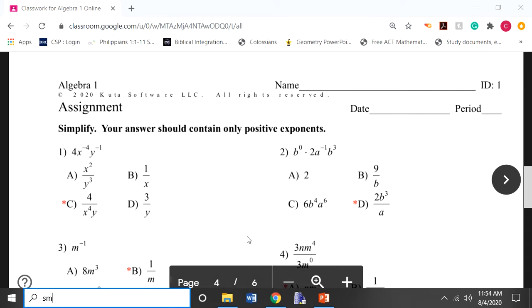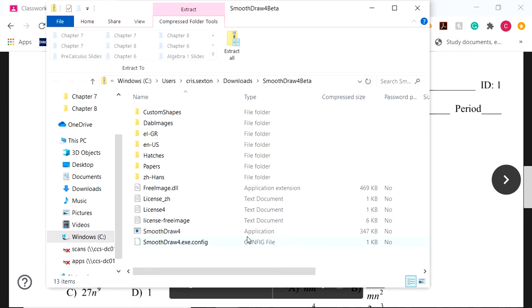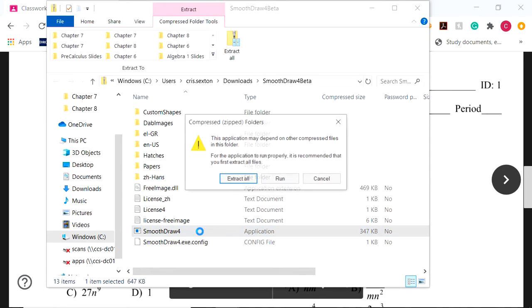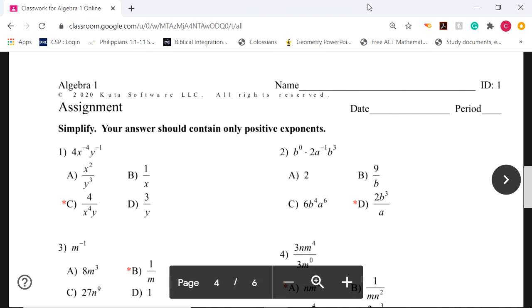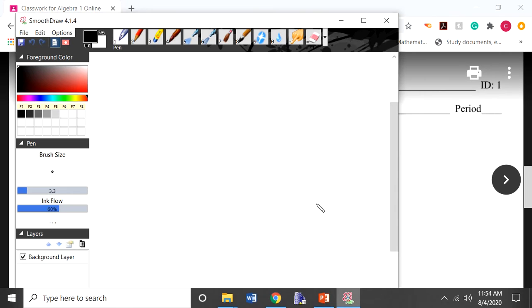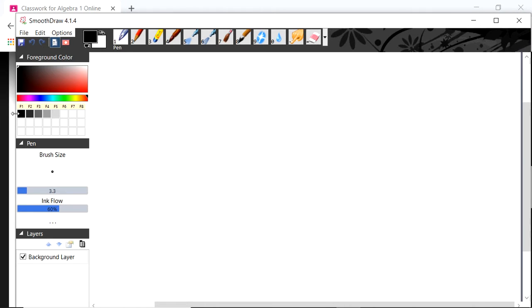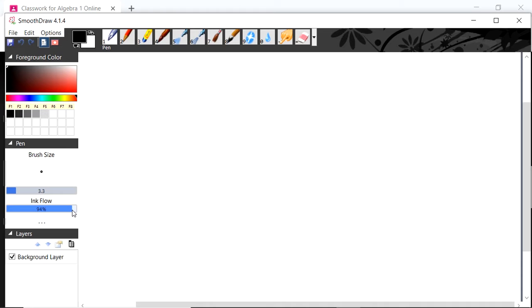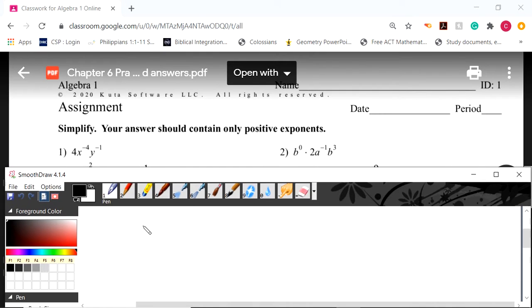And bring up my smooth draw. So this chapter was all about exponents and polynomials and how we deal with them. All right. Let me get this squared away. Then we'll go ahead and get started. So number 1 here, it says your answer should contain only positive exponents. So we're going to simplify each problem that we have here.